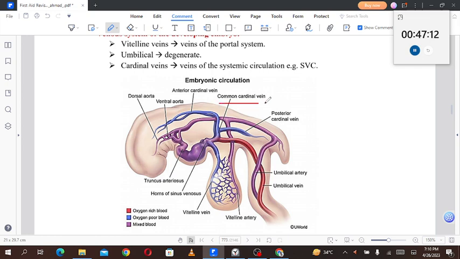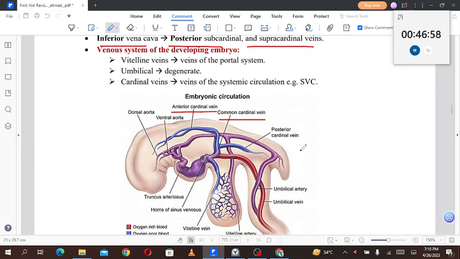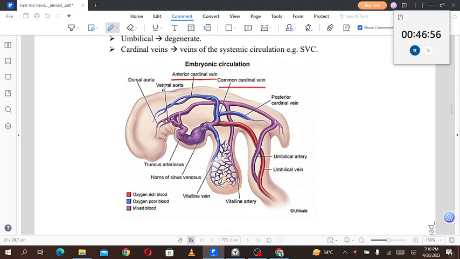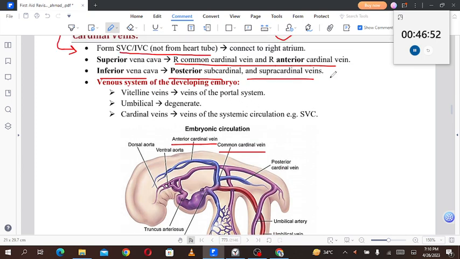Common cardinal vein is over here and the anterior cardinal vein is over here. So the superior vena cava will come from the right counterparts of anterior and common cardinal veins, while the inferior vena cava will come from posterior subcardinal and the supracardinal veins. Posterior subcardinal vein, the subcardinal vein. Okay, so posterior subcardinal and supracardinal veins will give rise to inferior vena cava, while the superior vena cava is coming from the right common and anterior cardinal veins.